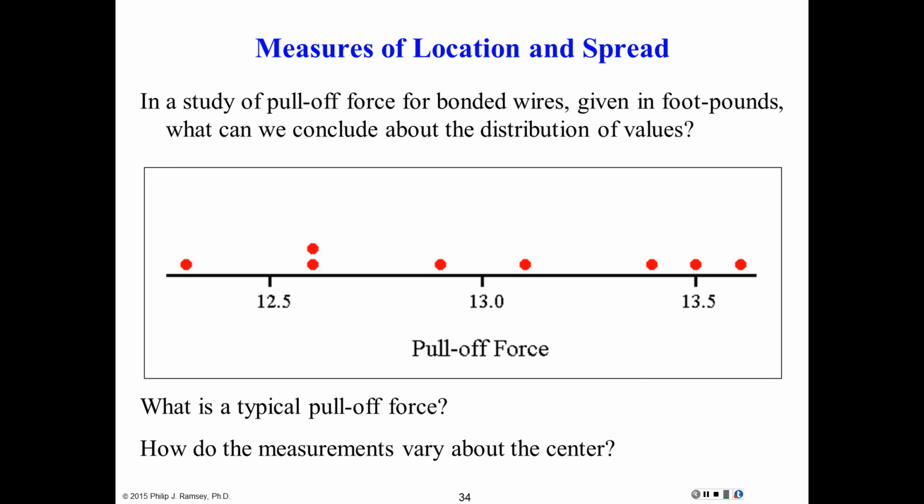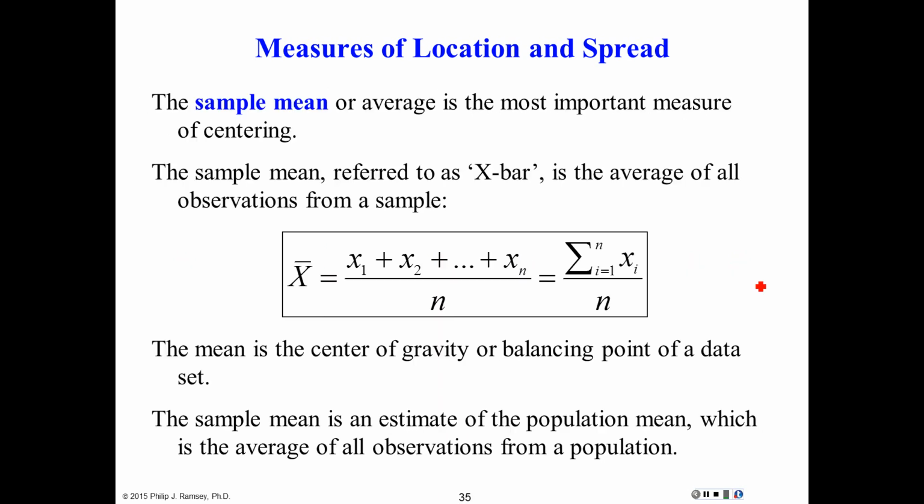So how would we describe the distribution? Well, it seems to be centered at 13, just looking at it, and it seems to run from about 12 1/4 up to about 13 3/4. And with 8 observations, I really can't say much about centering. Okay. Well, probably the most common way we measure the location of a distribution, that is where it's centered, is the sample average or sample mean.